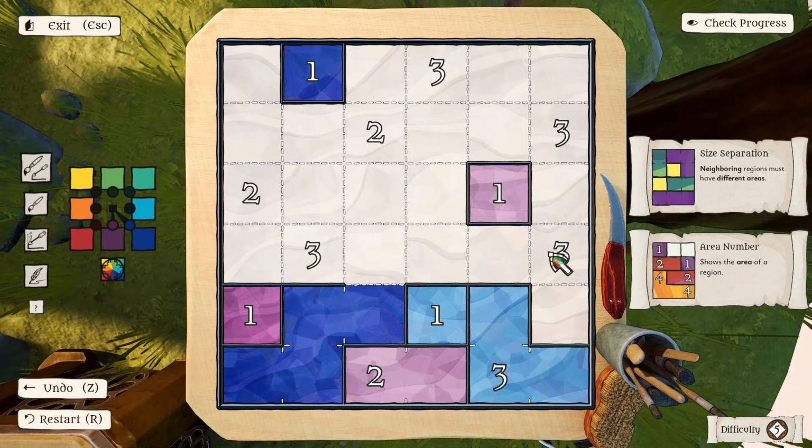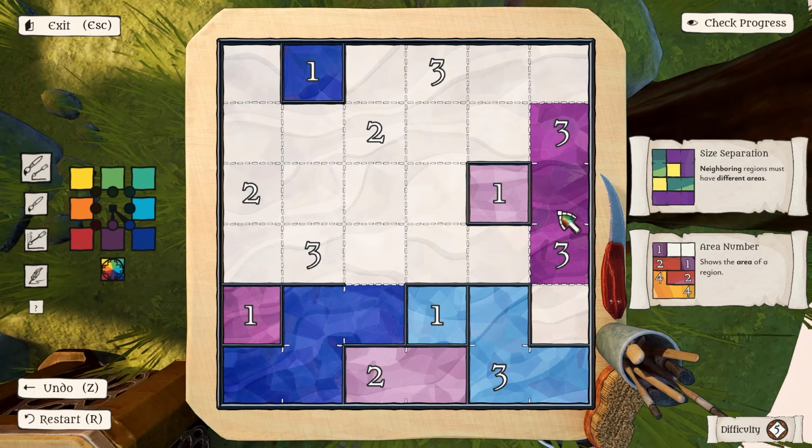Could be a 1. One of these would have to go down into this space. Otherwise we'd have a 1 here. But I don't know which one yet. Oh wait. But if they go into that space, then it can't be next to the 3, so those have to be joined. Okay, so you are a 1. Cool.